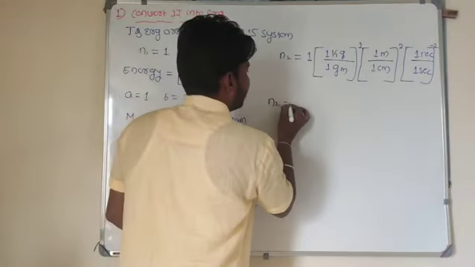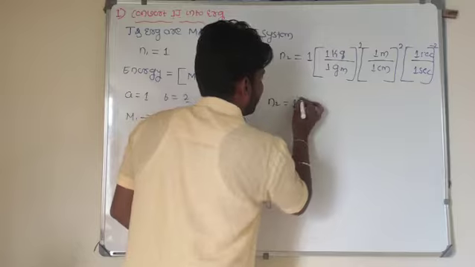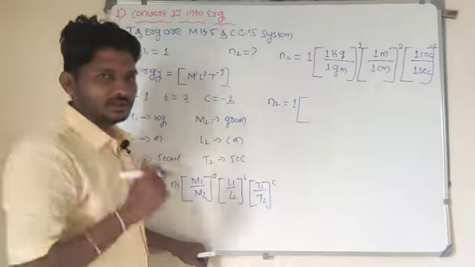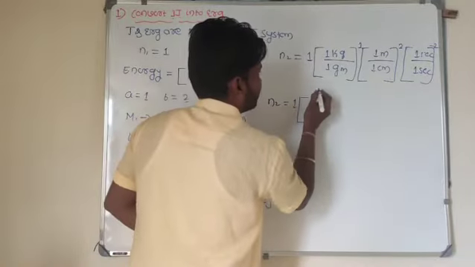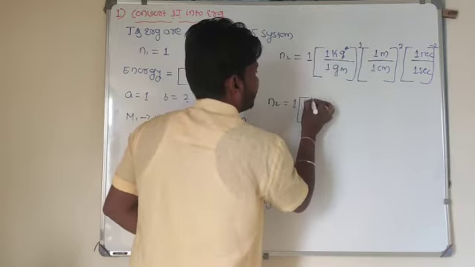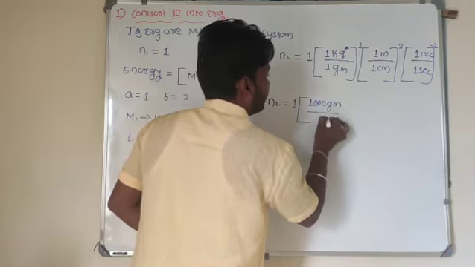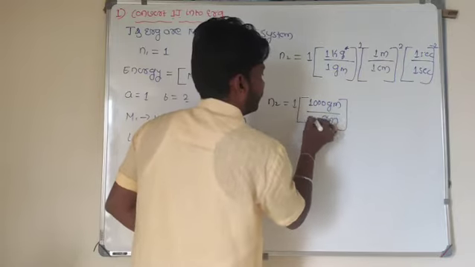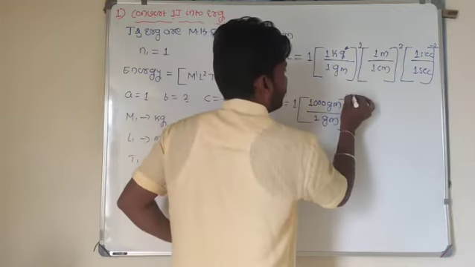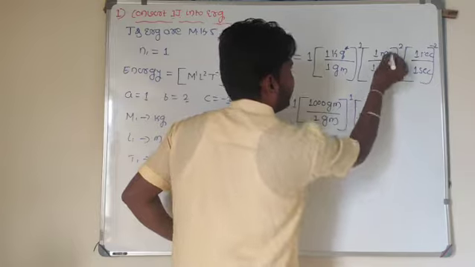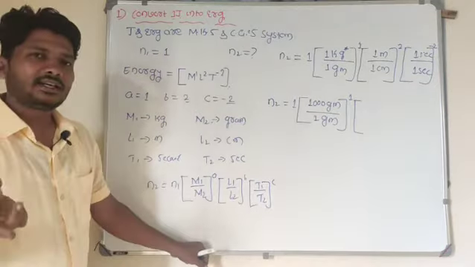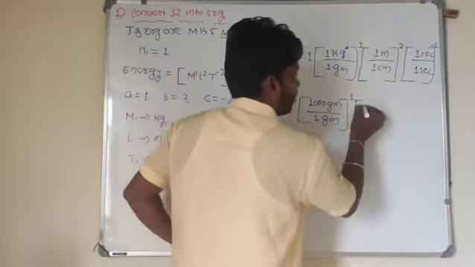So now look at here. 1 kg means how many grams? 1000 grams. Is it right? So instead of 1 kg, I will take it as 1000 gram divided by 1 gram, to the power of 1. And 1 meter is equal to what? 100 centimeter.